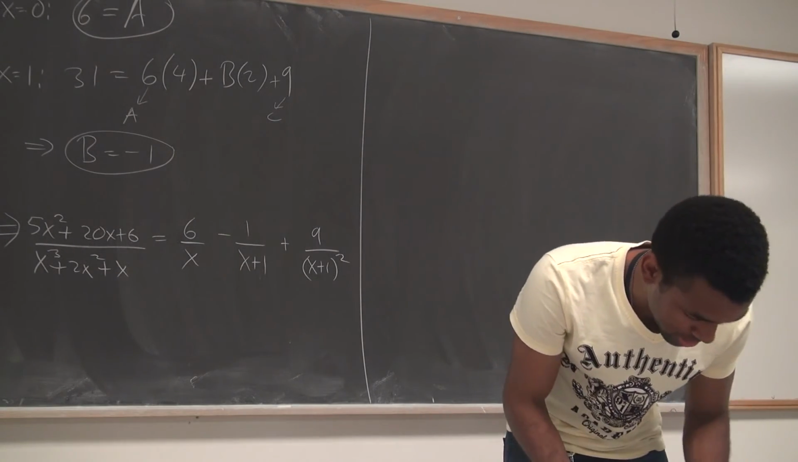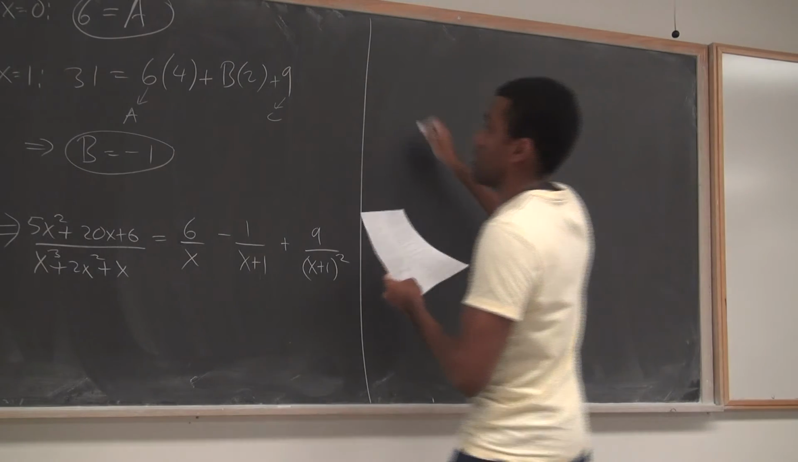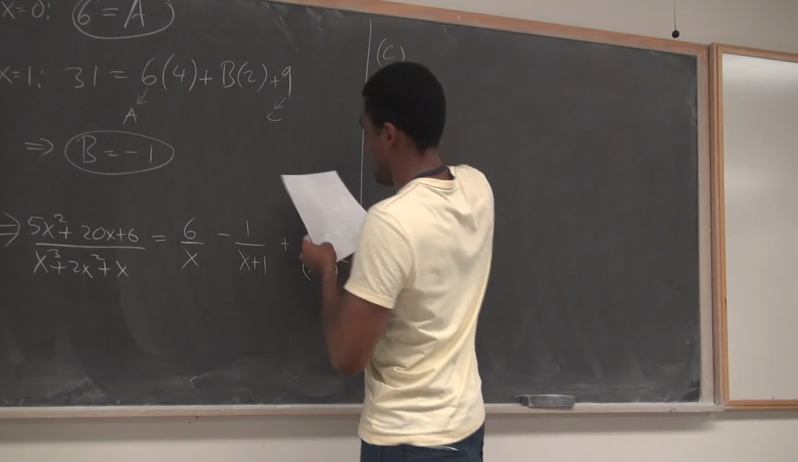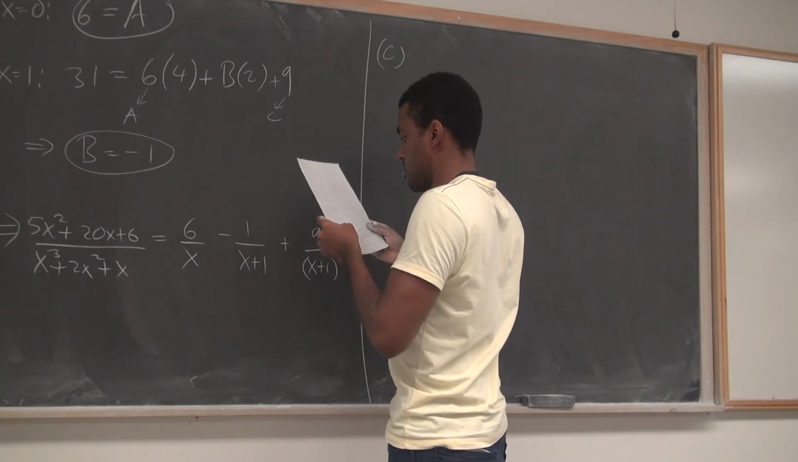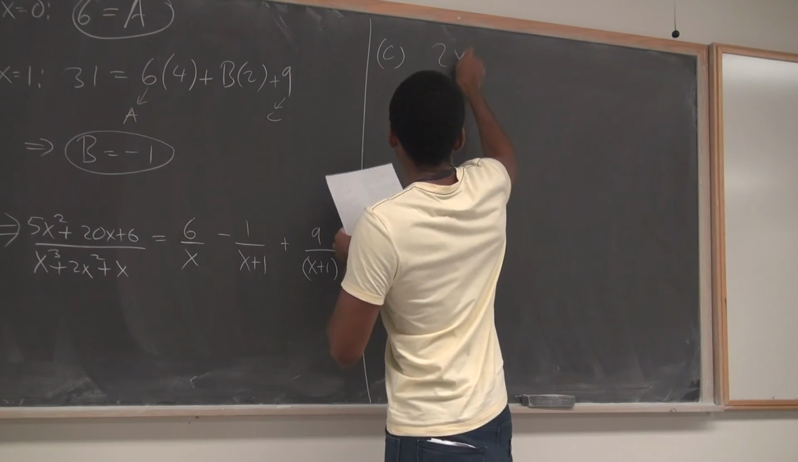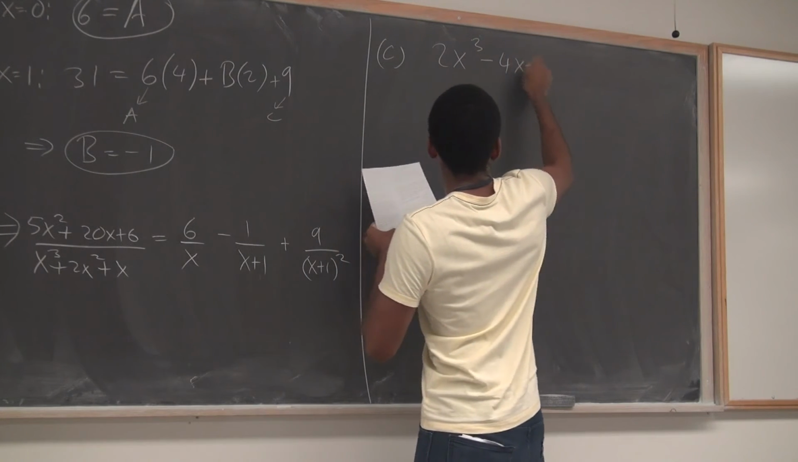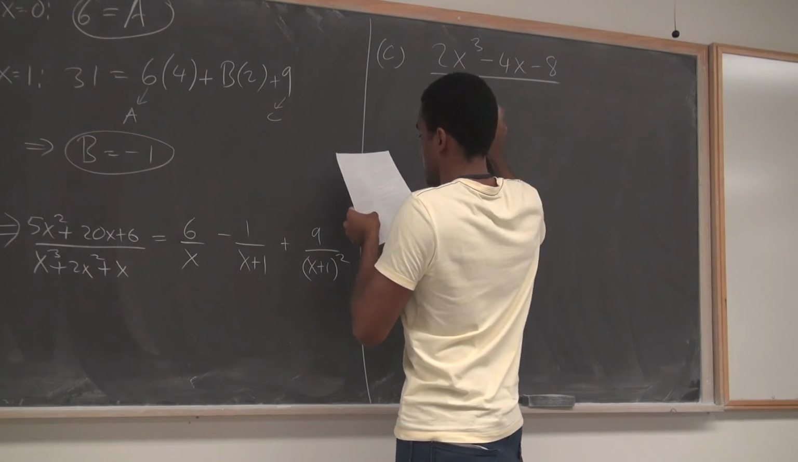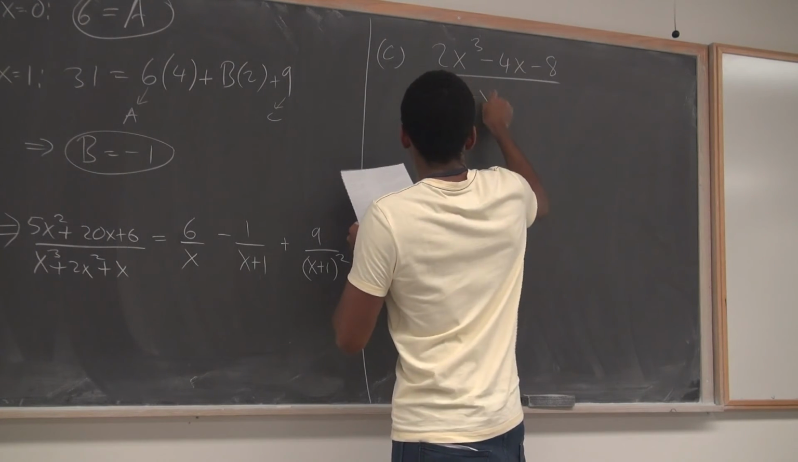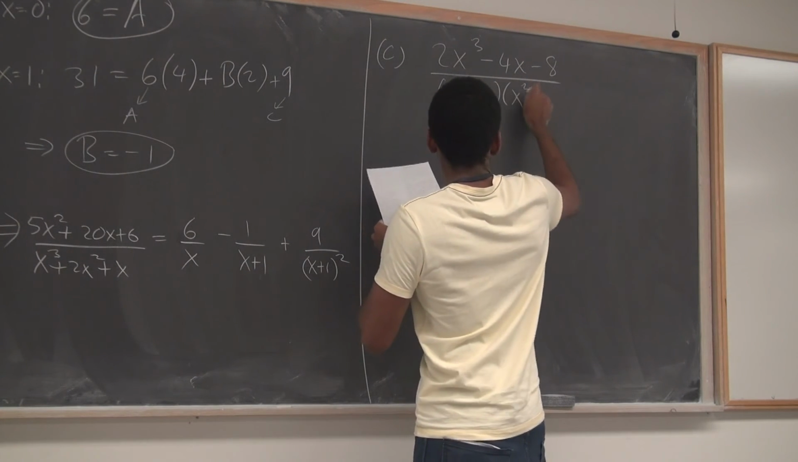What was my next example? C. Two x cubed minus 4x minus 8 over x squared minus x times x squared plus 4.